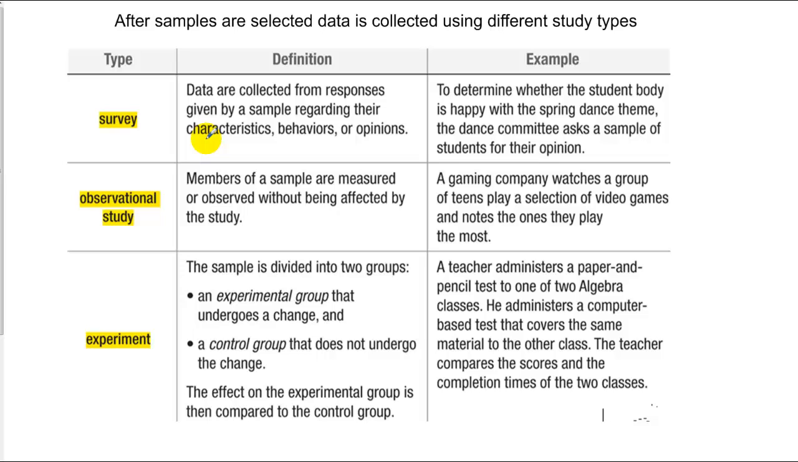An example would be to determine whether student body members are happy with the spring dance theme. The dance committee asks a sample of students for their opinion. So a questionnaire, if you will.